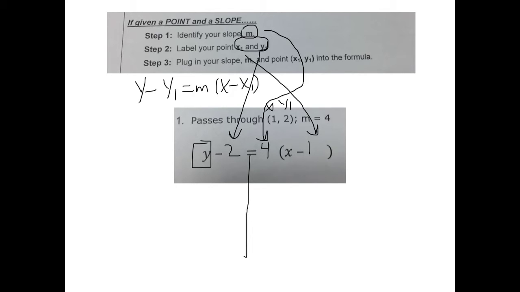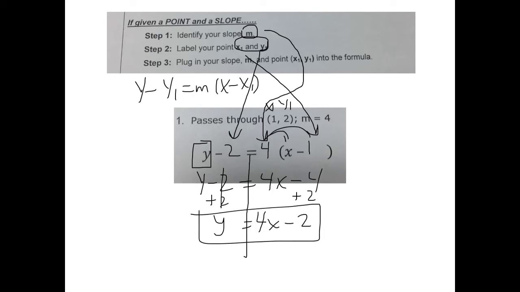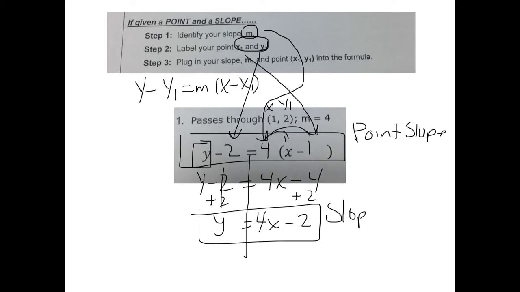But before we get rid of this 2, we've got to double rainbow the 4. So we bring down the y minus 2. 4 times x is 4x. 4 times the negative 1 is negative 4. Now we're ready to get rid of the plus 2. Plus 2, y equals, bring down your 4x. Negative 4 plus 2 is negative 2. And this is the slope-intercept form using point slope. This is called point slope form. And then this is the slope-intercept form.